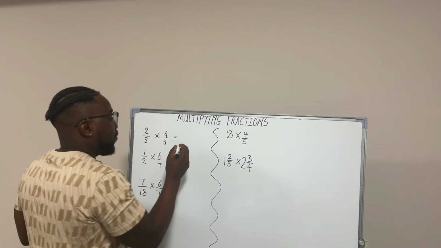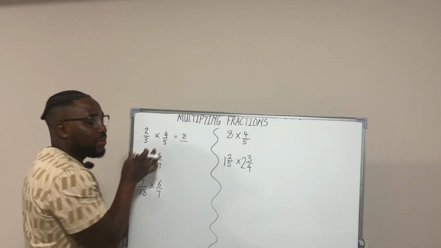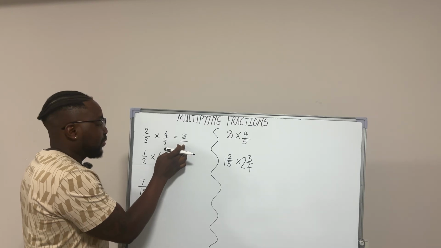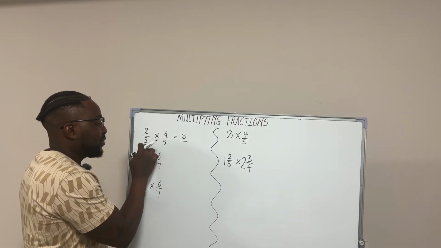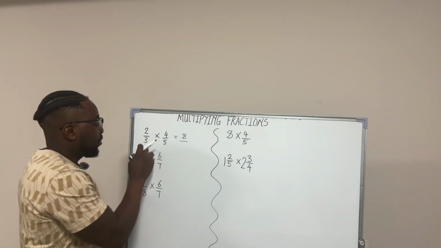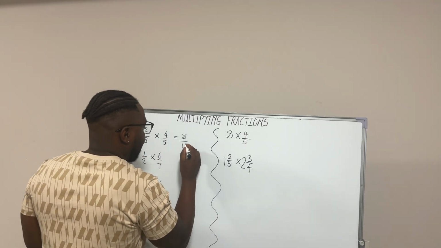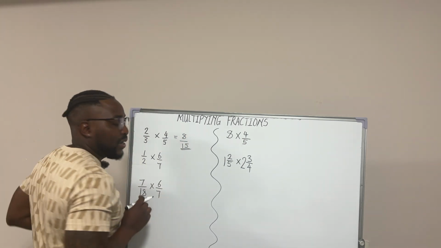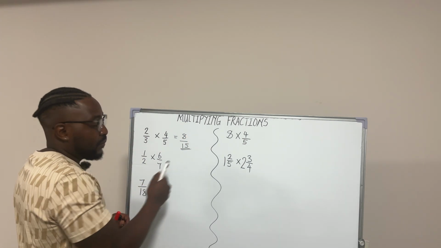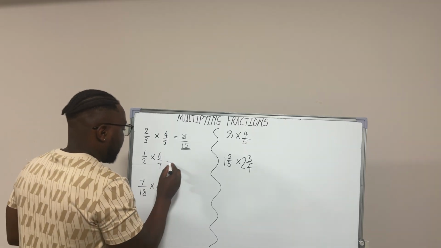2 multiplied by 4, what's that? That's 8. And then to get the bottom number, all you have to do is multiply the denominators, or these two bottom numbers over here. So 3 multiplied by 5, what's that? That's 15. So this right here is our answer, and we can't simplify this fraction. Let's look at our second question.